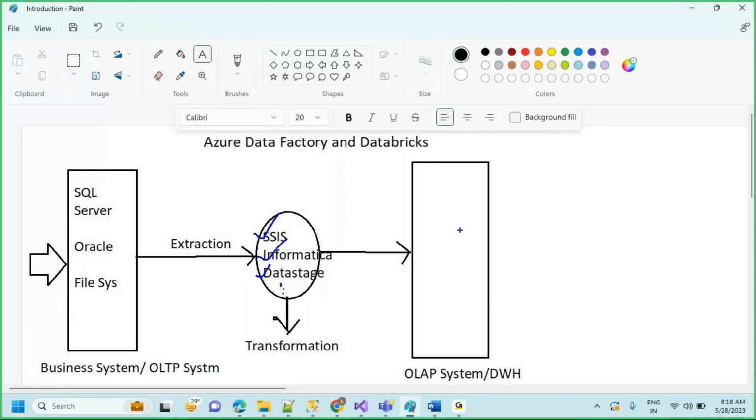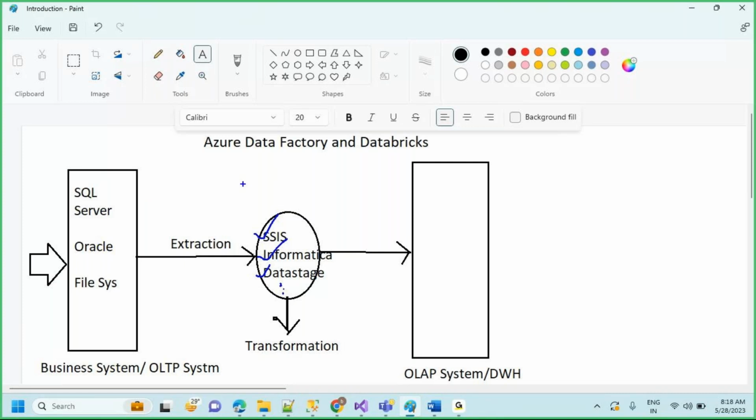The destination in this particular case, I'm taking a data warehouse. We are going to store the data here. So this was the traditional approach that we used to follow. But later we had a lot of issues. What kind of issues are you facing with the traditional approach? When you go for the traditional approach, a lot of cost you need to bear.